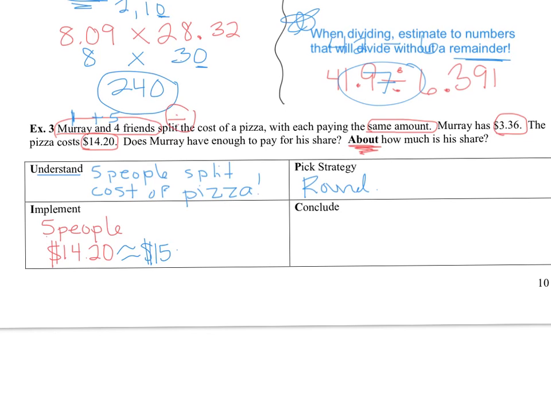Another number that I need to round is the $3.36. Okay, because remember we need to know if Murray has enough money. So let's go ahead and round that number as well. So he is at $3.36, which is, we're going to round it down to $3. Okay, so what I want you to do on your own is set up a division problem. Tell me what numbers need to be divided here and what number has to go first. So try that on your own.